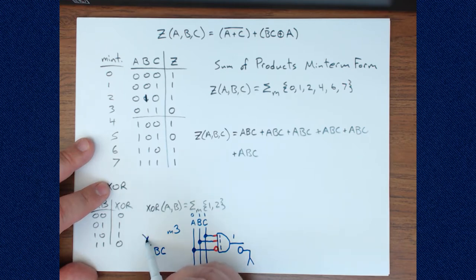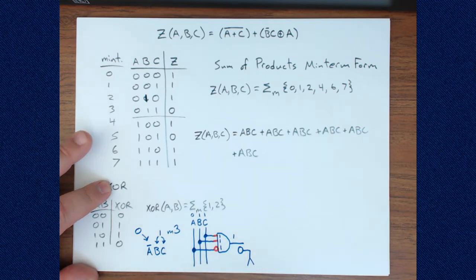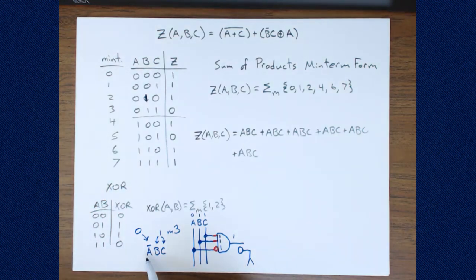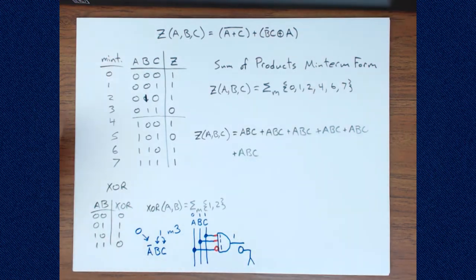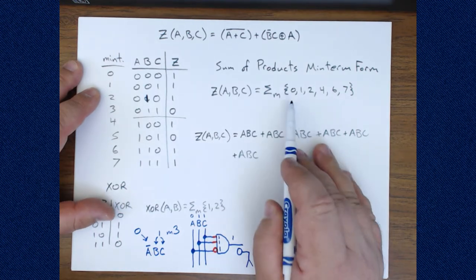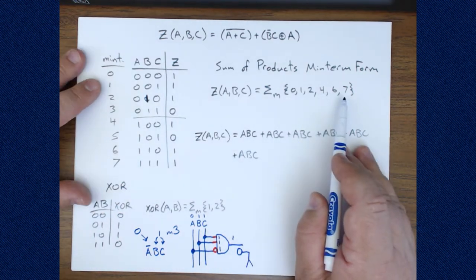Whenever we see this inversion bar, that's the same thing as a 0. And when we lack an inversion bar, that's going to mean we want a 1. So if I see the inverse of A ANDed with B ANDed with C, then I know that what we're really looking for to make this product fire off a 1 is a 0 in A and a 1 in B and C. So now I'll apply that back up here with our function z using the data we've got from the sum of products minterm form.